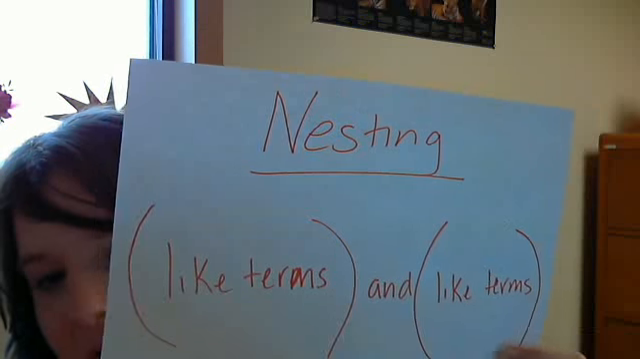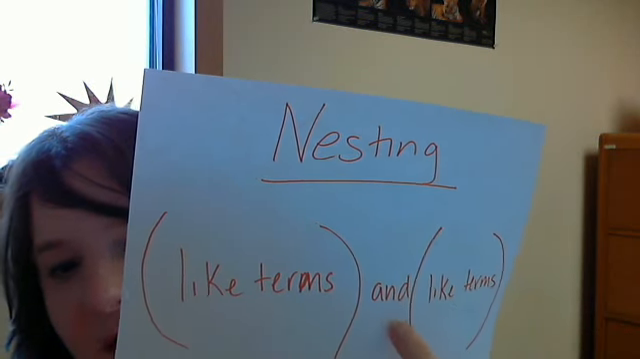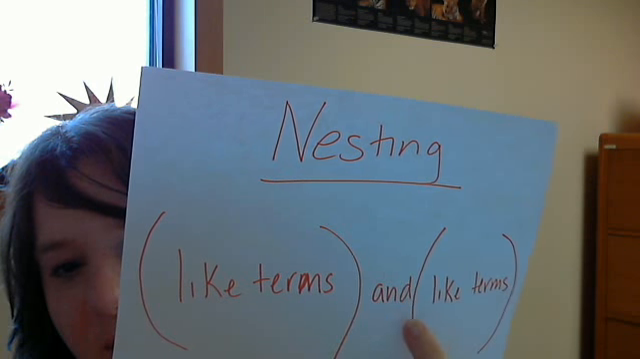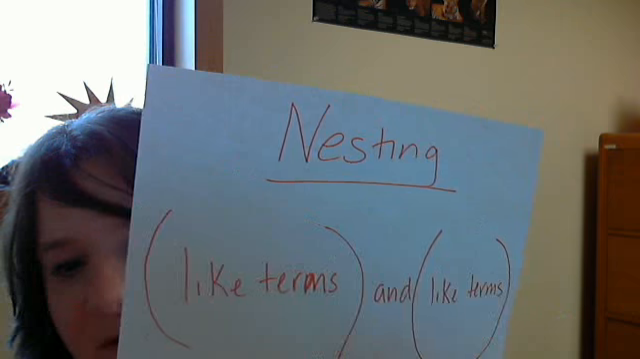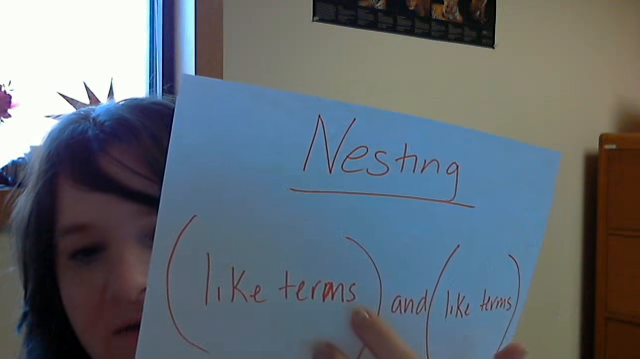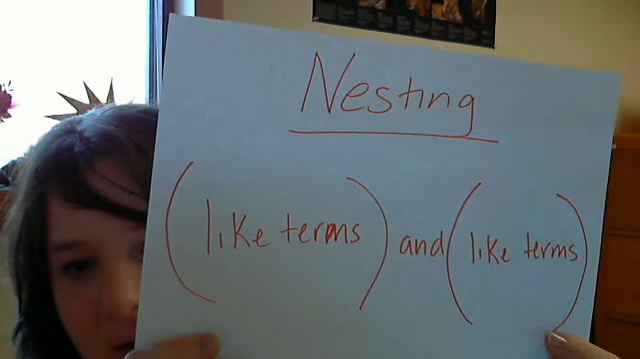Now, nesting is where it gets a little bit more complicated. With nesting, I want you to think of terms grouped together, with like terms connected by the Boolean operator "and." You'll have your synonyms in one nest and your other synonyms in another nest, and you connect them like that. That's how it looks, just kind of like that.